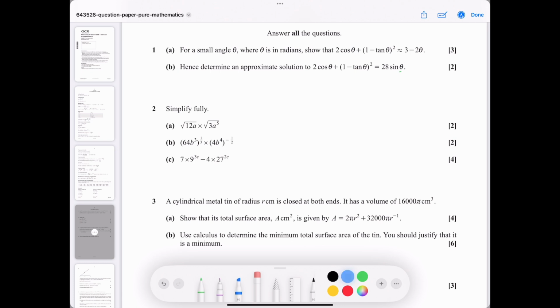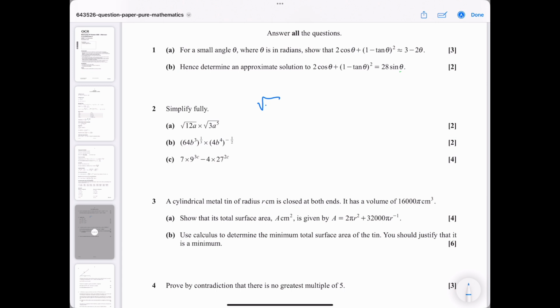Simplify fully. Let's use blue. Okay, so root 12a times root 3a to the 5 equals, so we can just times them and leave them under the root. So 36 times a to the 1 plus 5 would be a to the 6. So that means the root of 36 is 6, and the root of a to the 6 would be a to the 3, because that's what you times by itself to get a to the 6.